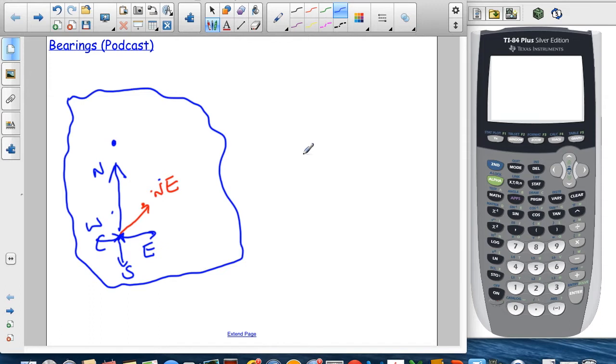So here's the definition of a bearing. It's the clockwise angle from north. Make sure you write this down. That's very important. So you should always draw a north line in from the starting point in every question.